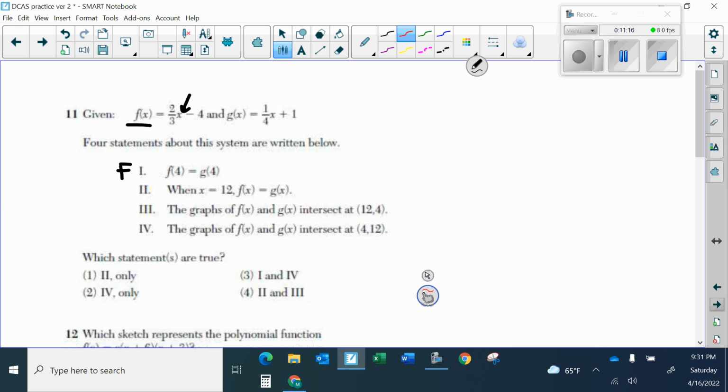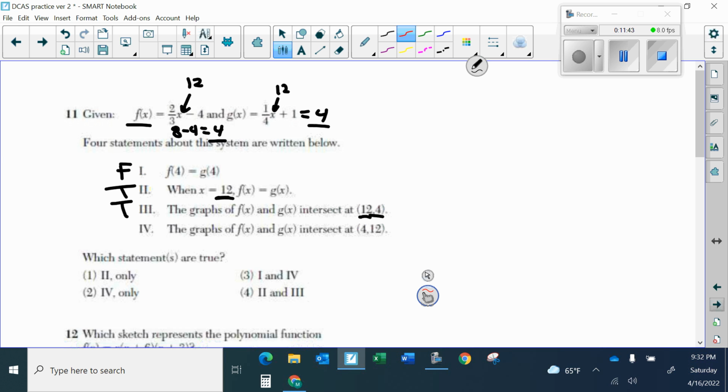Okay, when x equals 12, do the two functions equal? So now I'm plugging in 12 into there. 12 divided by 4 is 3, plus 1 is 4. 12 into there. 12 divided by 3 is 4, times 2 is 8. And I got 8 minus 4 is 4. Notice they are the same. So that's true. The graphs of f of x and g of x intersect at 12, 4. Well, that's going to be true because if x is 12, notice we got 4 for both of them. So they do intersect at 12, 4.